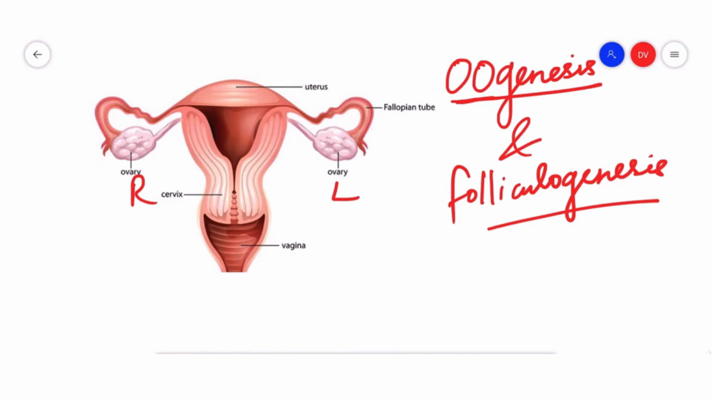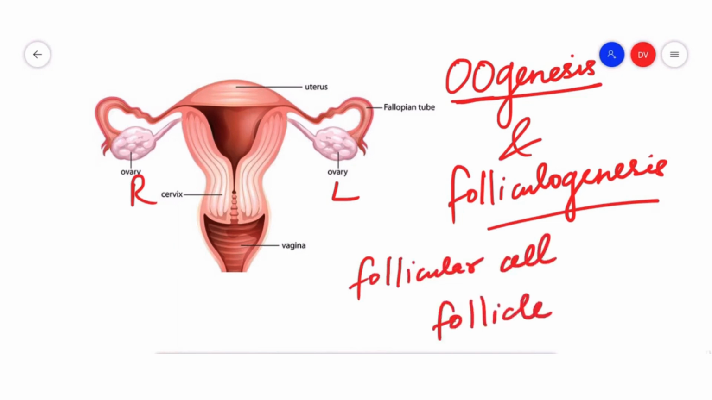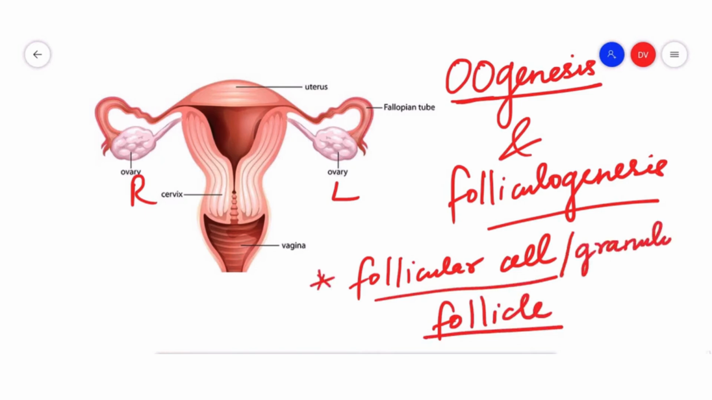There is one important thing you have to know. Follicular cells and follicle are both different. Very important, most students will confuse this. Follicular cells are also known as granulosa cells. What are these follicular cells or granulosa cells? Suppose this is the egg, the blue part. Some cells will be surrounding the egg and providing nutrition to the egg. The surrounding cells are known as follicular cells or granulosa cells.